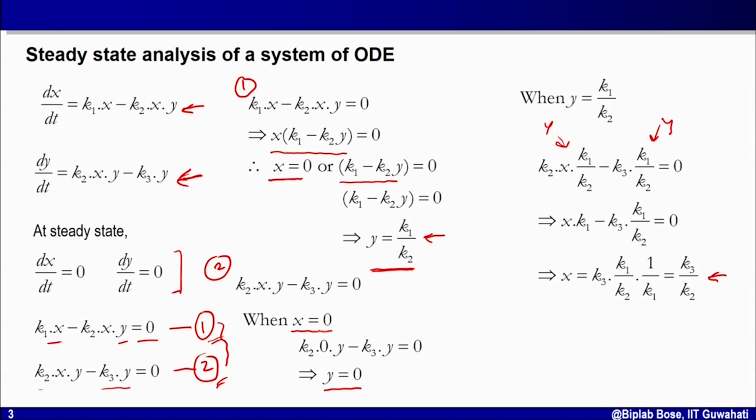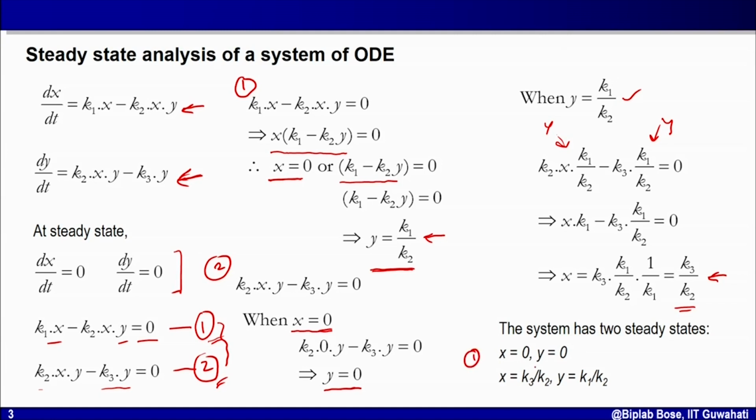One is x equal to 0, y equal to 0. The other one is x equal to k3 by k2 and y equal to k1 by k2. So that means the system has two steady states. The first steady state is x equal to 0, y equal to 0. You can easily see if you put this value of x equal to 0 and y equal to 0 in this original ODE, dx dt and dy dt both will be 0. And the other steady state that we have in this system is x equal to k3 by k2 and y equal to k1 by k2.